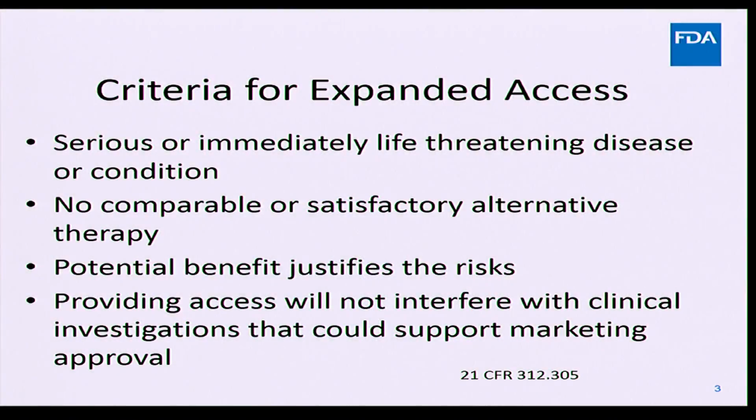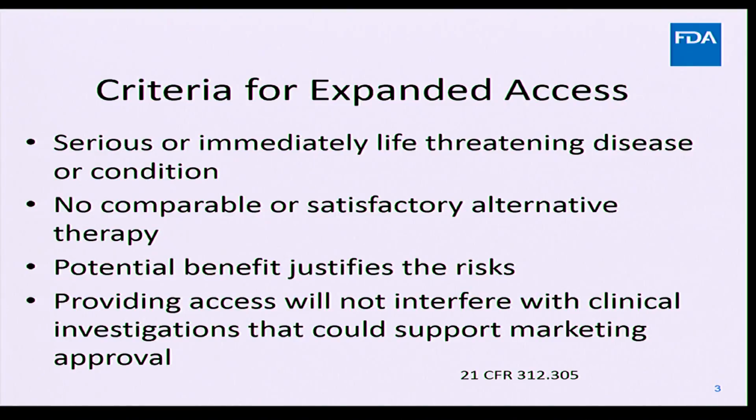So these are the subpart I criteria for expanded access. It's a serious or immediately life-threatening disease or condition, with no comparable or satisfactory alternative therapy. And again, this doesn't necessarily mean you have to have exhausted all available approved therapies if you can make a justification that a specific therapy is not an adequate alternative therapy.